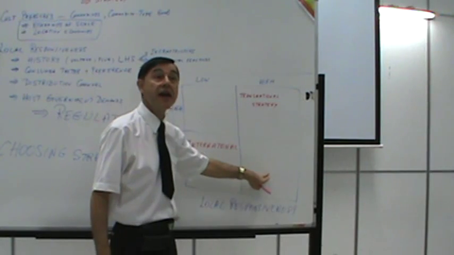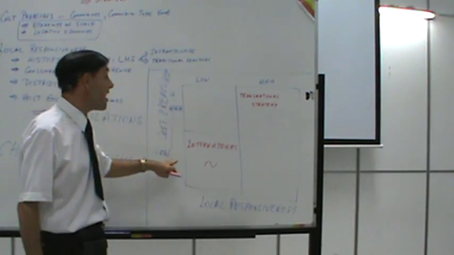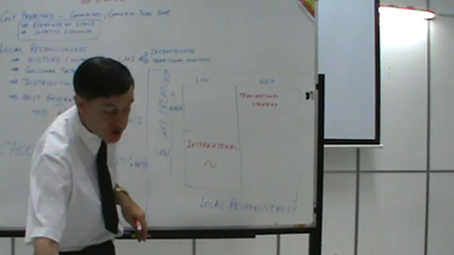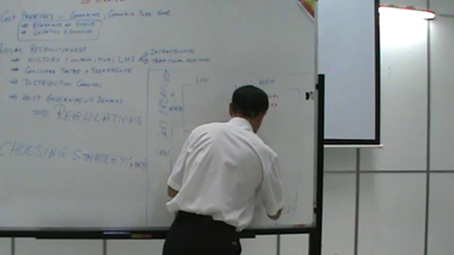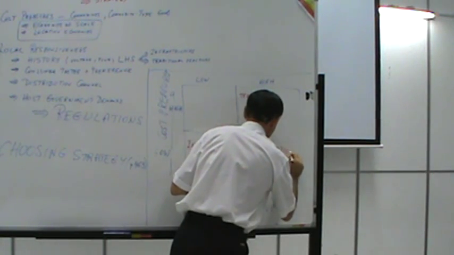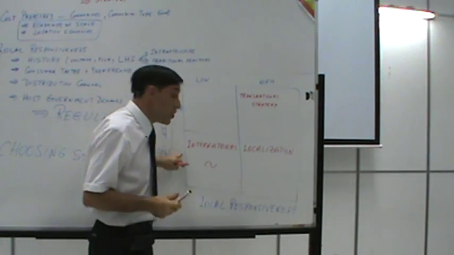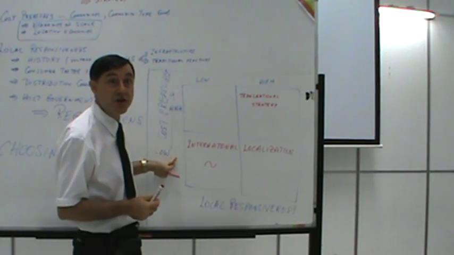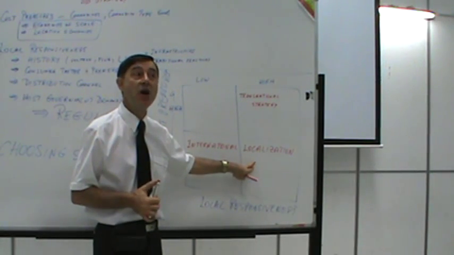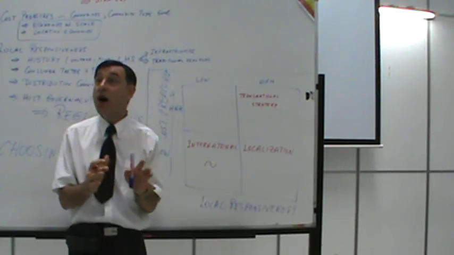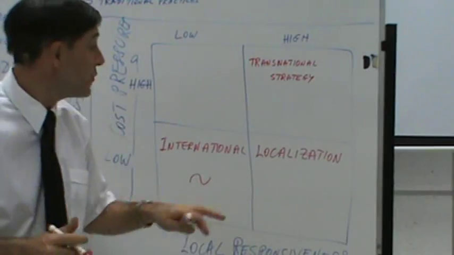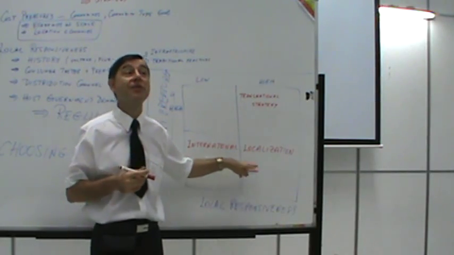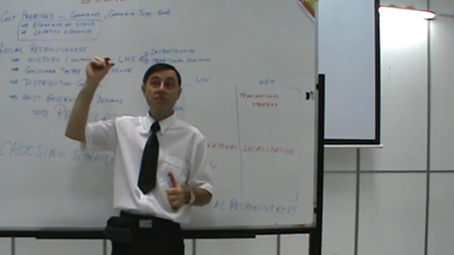If you have high local responsiveness, but you don't have cost pressures, but you gotta fit the market, it's called localization strategy. In other words, you will spend the extra money and the extra cost because the cost pressure is low. You can spend the money to localize the product. Let me repeat, localization is you adjust the product so as to fit the local market, whatever the local market's needs might be.